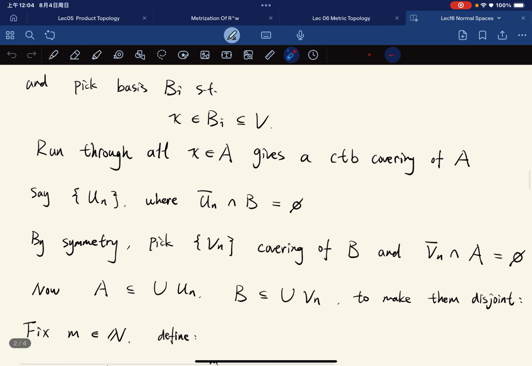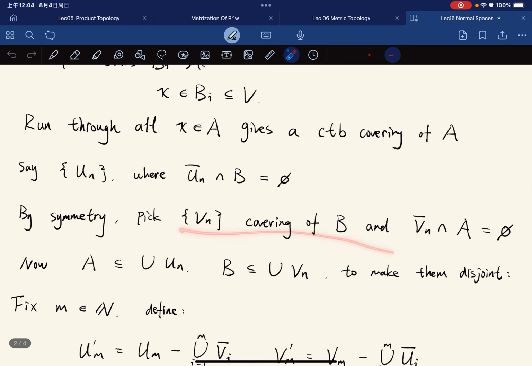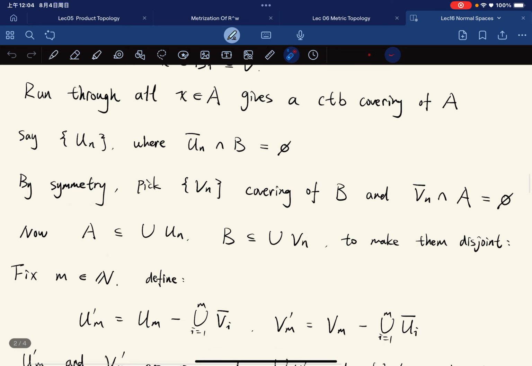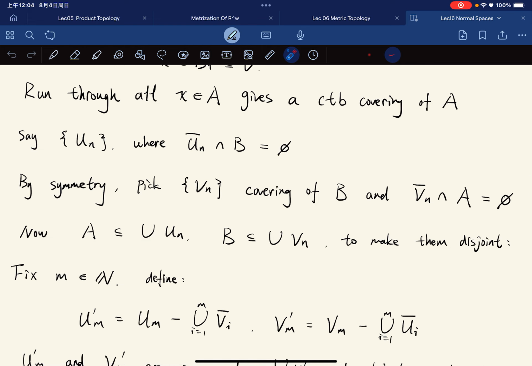And by symmetry, we can do the same thing with B. We can pick a covering of B, and each Vn bar and A are disjoint. Now we have A in the union of the Un's, and B in the union of the Vn's. They're not necessarily disjoint, so we want to guarantee that they're disjoint. We're going to manipulate them.